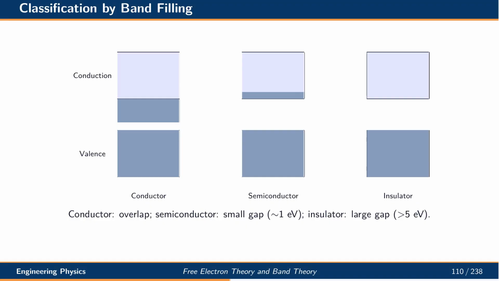Solids can be classified by their band filling. In a conductor, valence and conduction bands overlap or the highest band is partially filled. In a semiconductor, a small energy gap of about 1 electron volt separates a filled valence band from an empty conduction band. In an insulator, the gap is much larger, typically more than 5 electron volts. This simple band picture explains the enormous range of electrical conductivity.